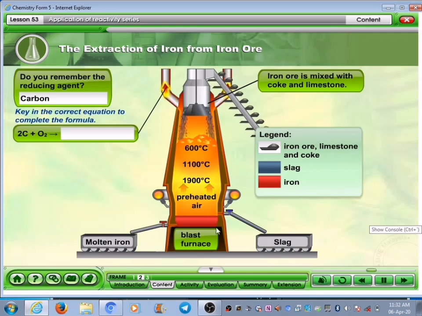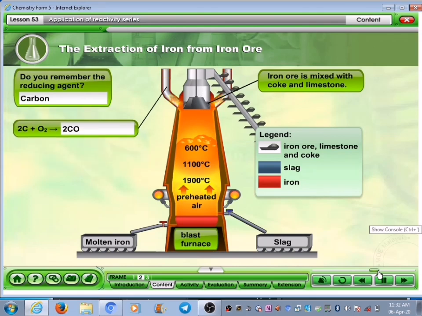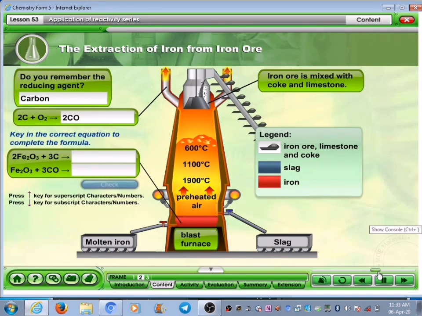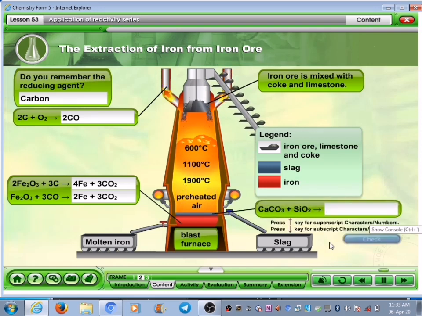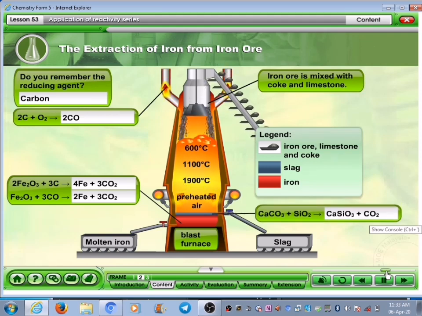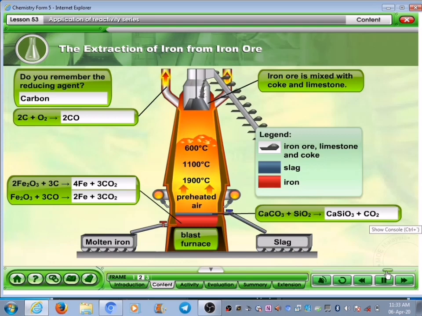Key in the correct ionic equation to complete the formula. Molten iron is collected at the bottom part of the blast furnace. Click on the tab. Limestone that is added reacts with impurities such as silica in the iron ore. Slag is formed, floats on top of the molten iron, and is removed.